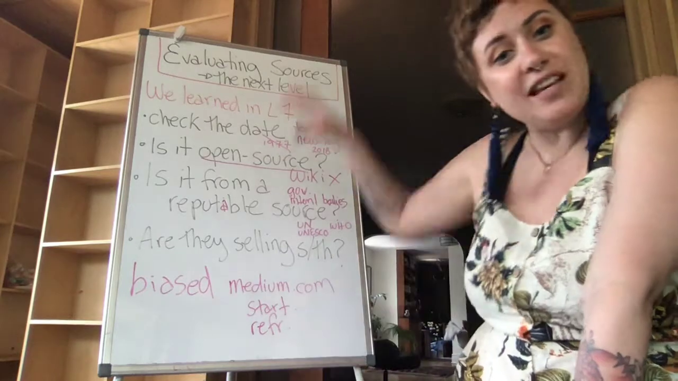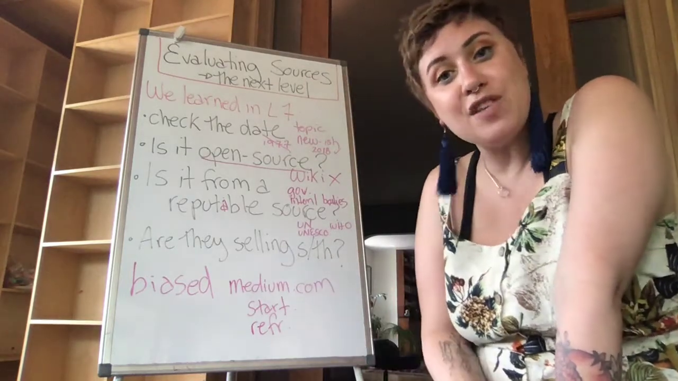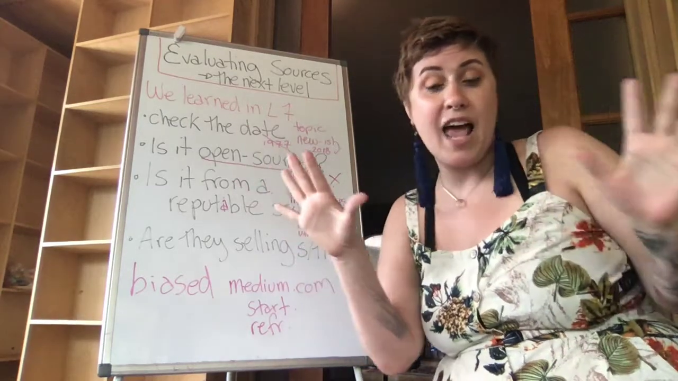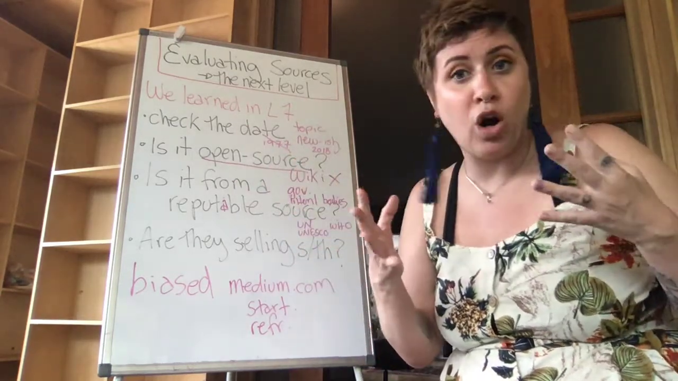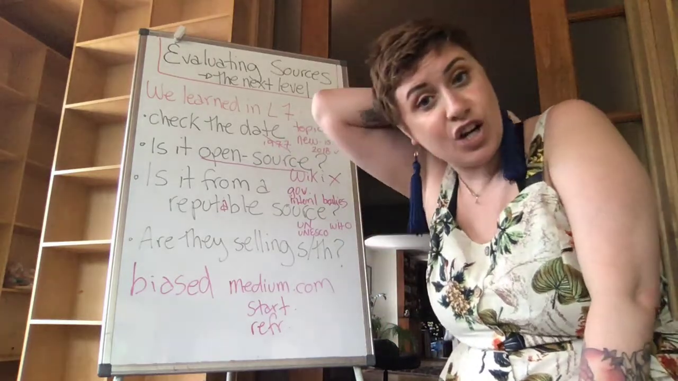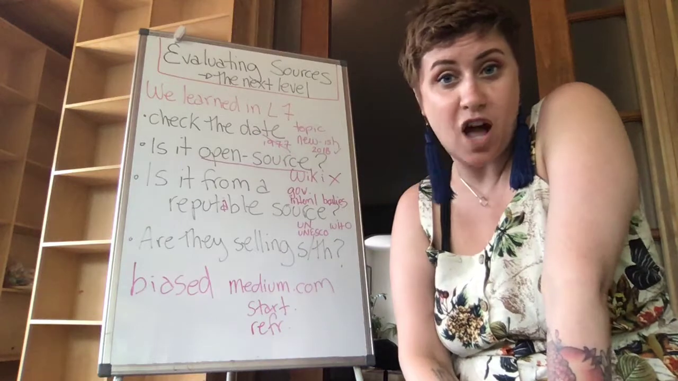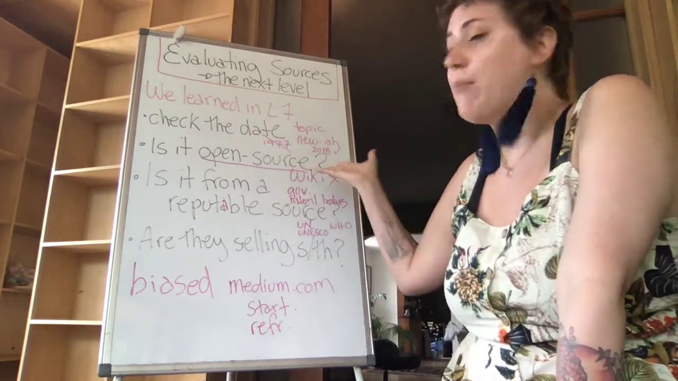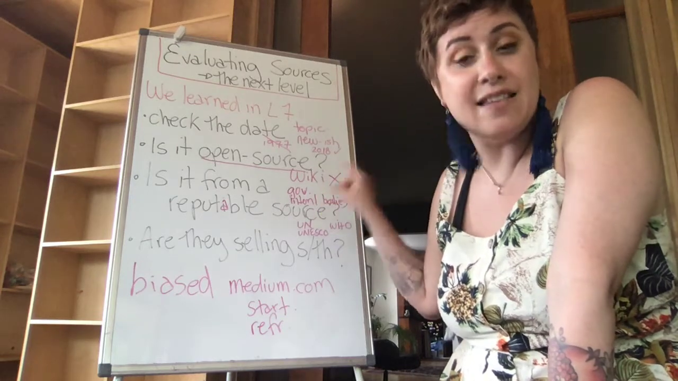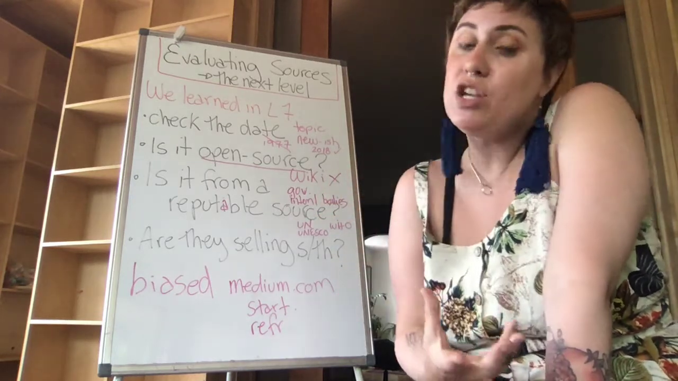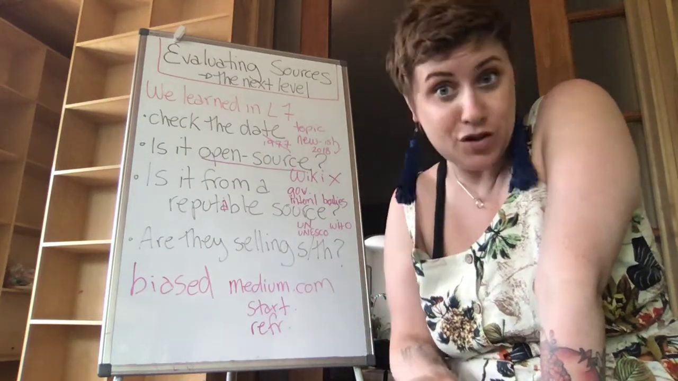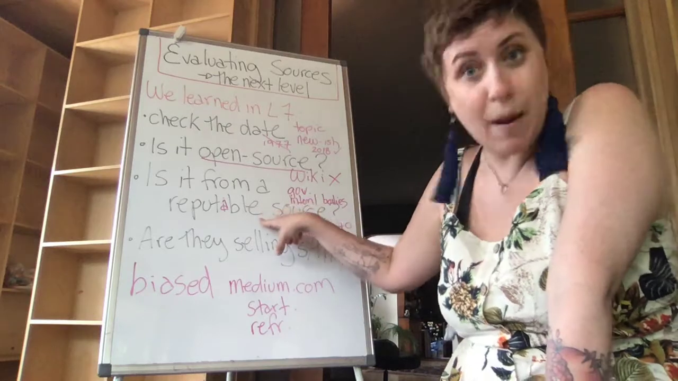Okay, so this is the review of what we learned in level 7, but we are learning now that these things are not so black and white. There is a little bit more nuance. So check the date. New sources are good, but it also depends on your topic and what you are doing. Is it from an open source? Maybe. Don't use the open source as a source for your paper, but maybe use the open source as a place to begin looking for other sources that are more reputable.